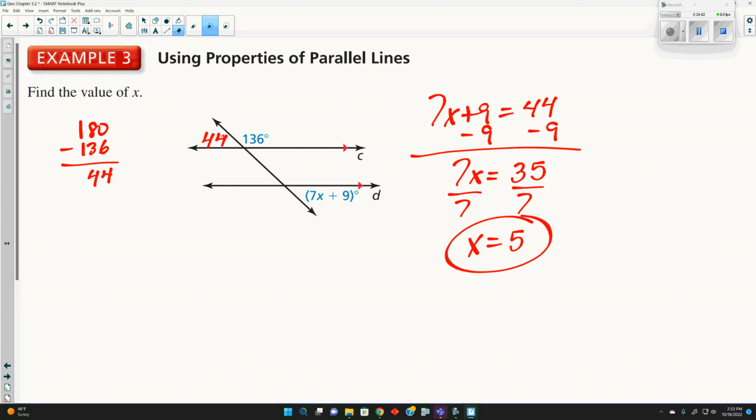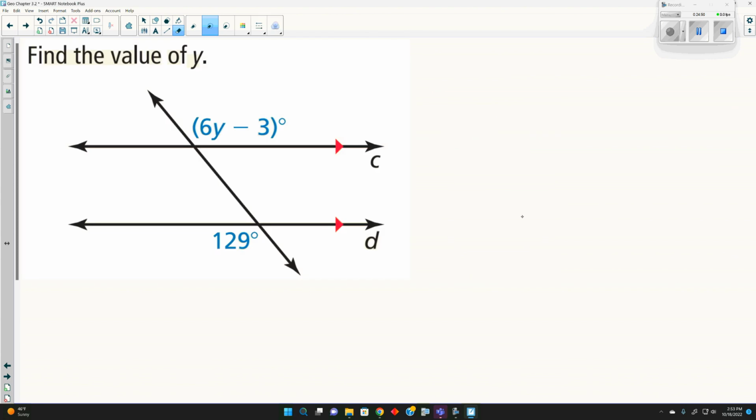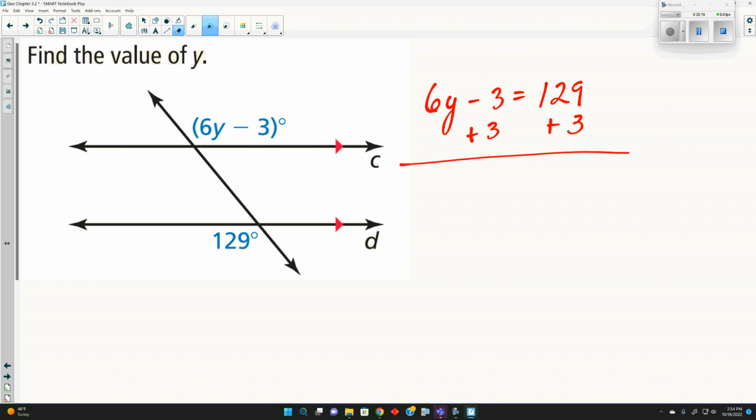Questions on this here? We good with this here? Let's look at the next one. What do we know about these two angles here? They're congruent. They're alternate exterior angles. So we could say that 6y minus 3 is equal to, what would we do first? Add 3 to both sides, telling us that 6y is equal to.